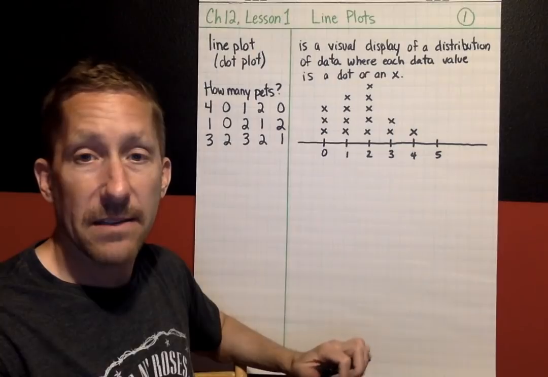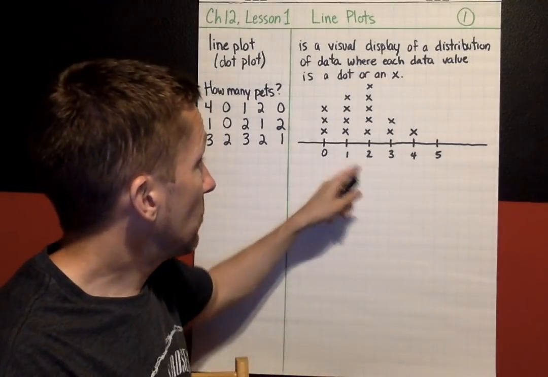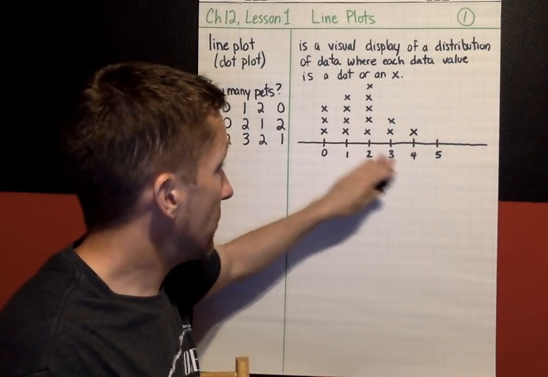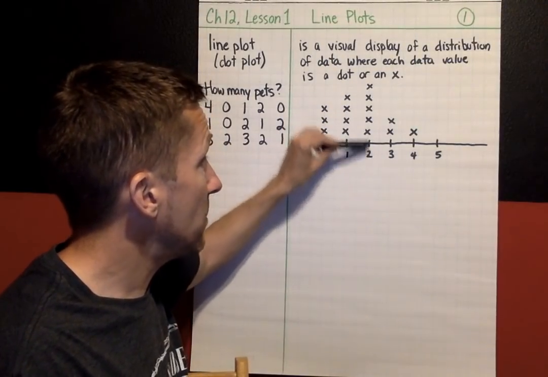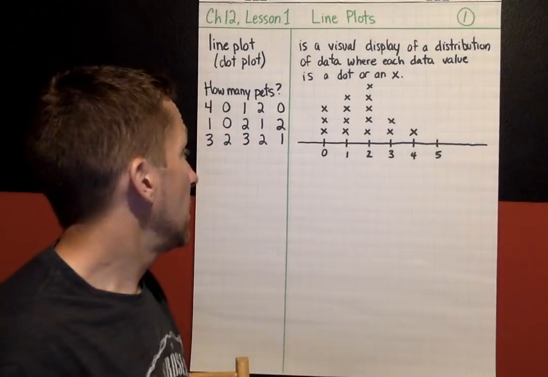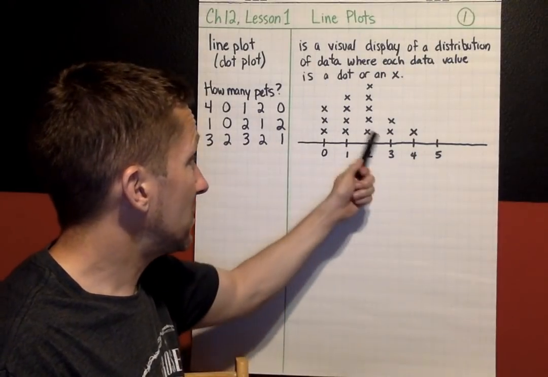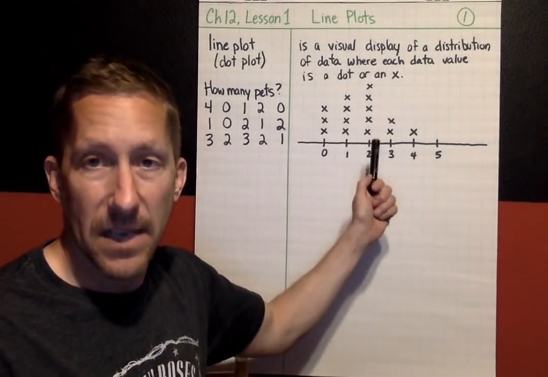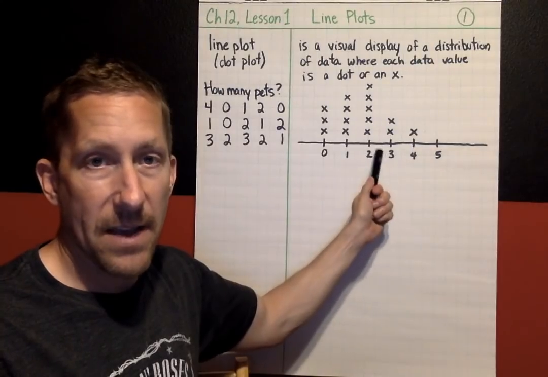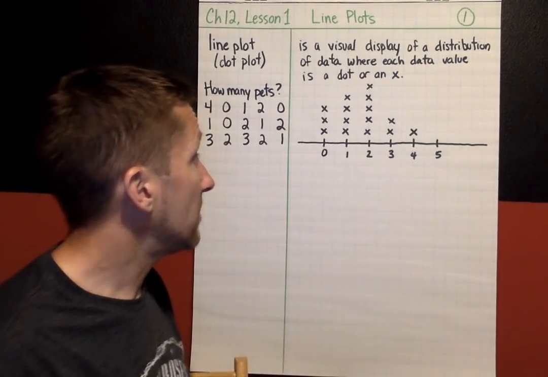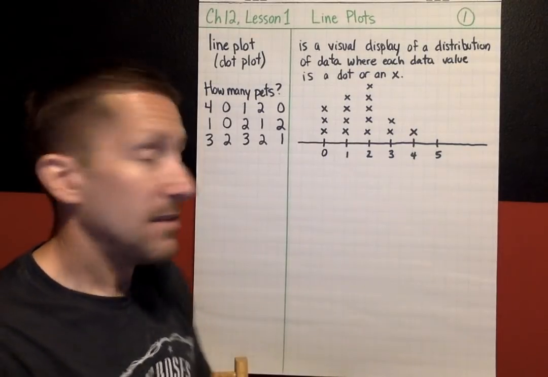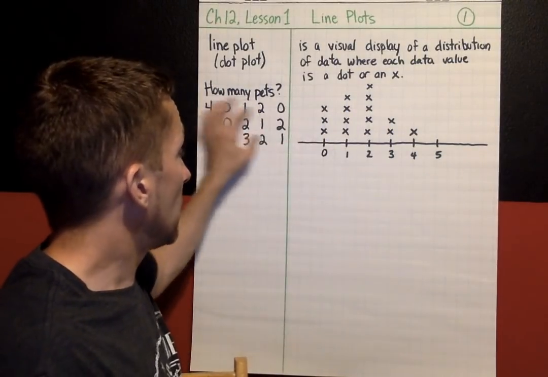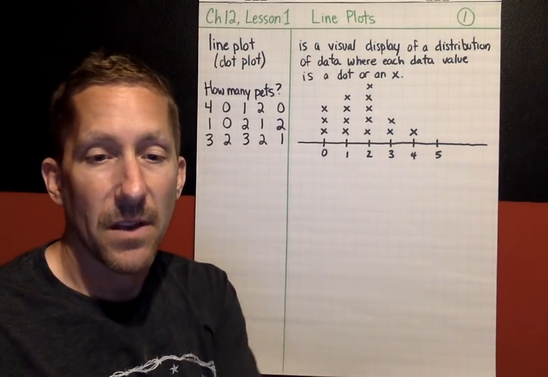It's also very easy to spot the mode. The number with the tallest stack of X's is 2. So 2 is my mode. It shows up 5 times. I can get that from the list as well, but it's much more easily seen right away from a line plot or a dot plot. So presenting your data visually has some advantages over just a big blob of numbers.